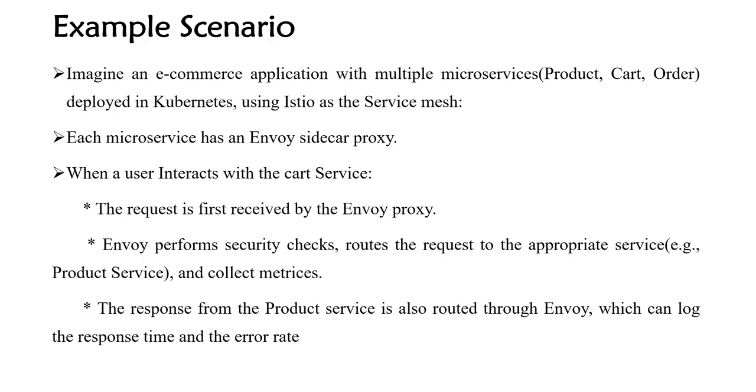The example scenario of a sidecar proxy. Imagine an e-commerce application with multiple microservices like product, cart and order. First you pick something, add it to the cart, then you order. It is deployed in Kubernetes using Istio as the service mesh. Each microservice has an Envoy sidecar proxy. When a user interacts with the cart service, the request is first received by the Envoy proxy. Envoy performs the security checks, routes the request to the application service, and collects the metrics.